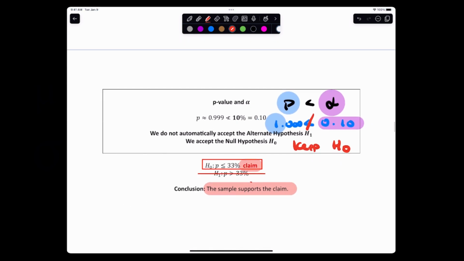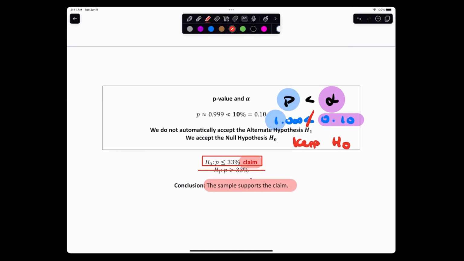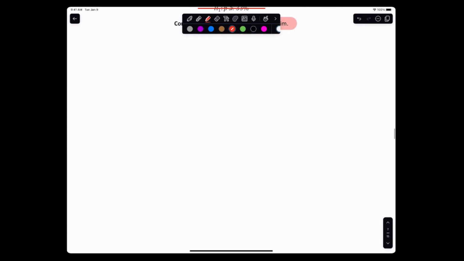What do you guys think? You prefer it? Maybe. No decision rule, no critical values, no bell. You just check if the p-value is less than alpha. If it is, you reject the null. If it's not, you keep the null. Easy peasy lemon squeezy.